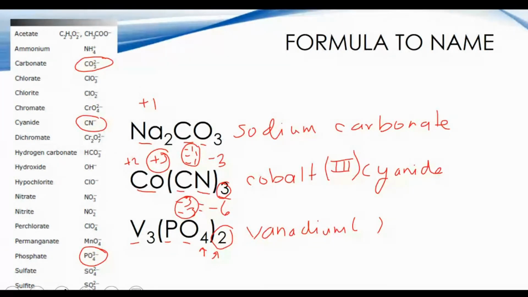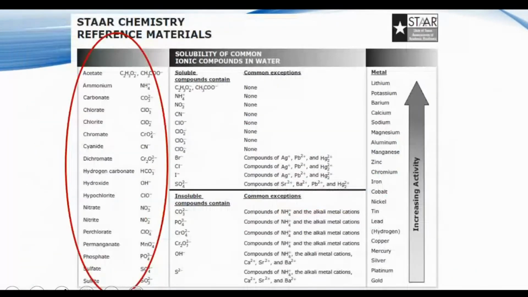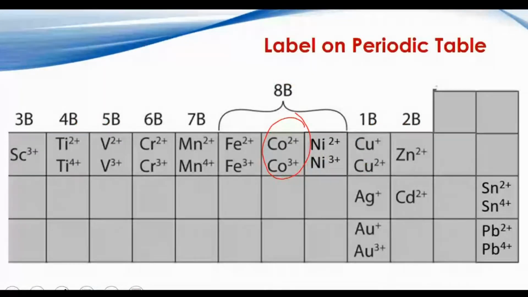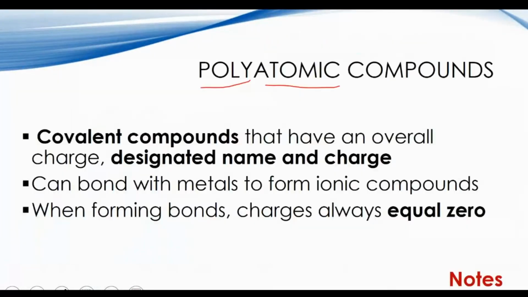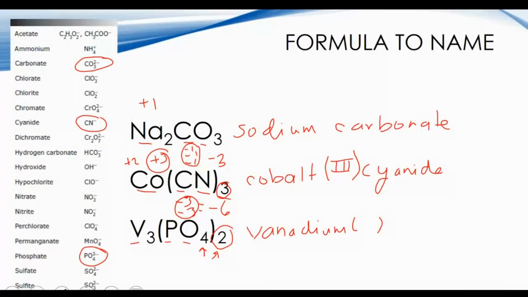Now, let's look at vanadium. Vanadium is a transition metal that has multiple oxidation numbers. And the options are +2 and +3. So I'm going to go back to my formula, and I'm going to write a +2 and a +3. Now, on the formula, I am told that there are 3 of them.